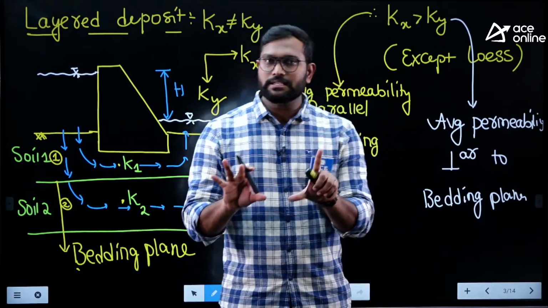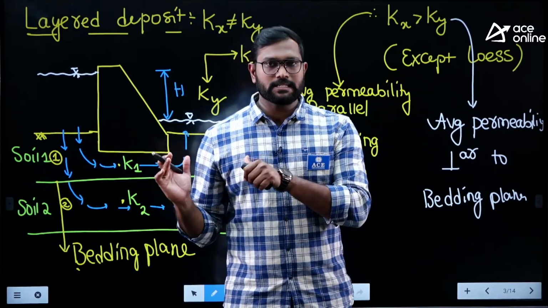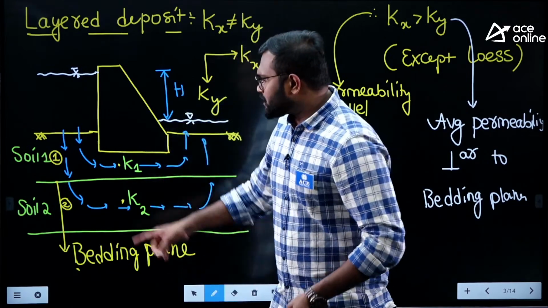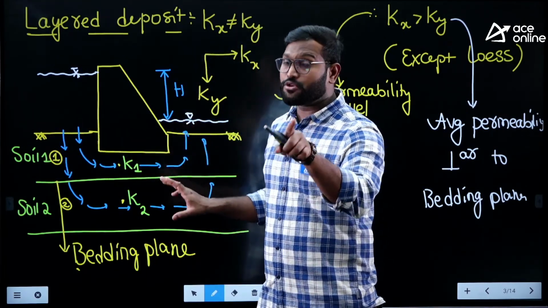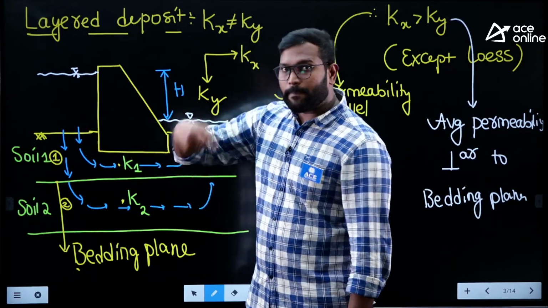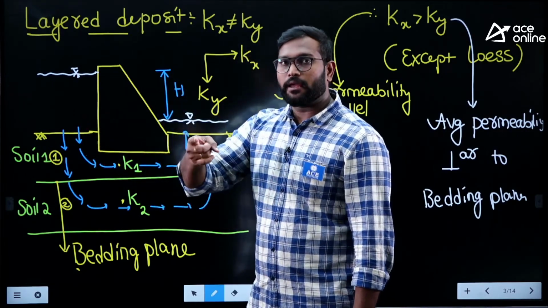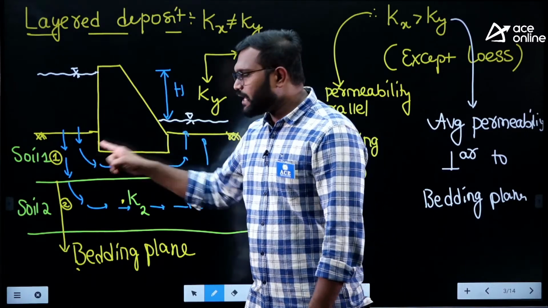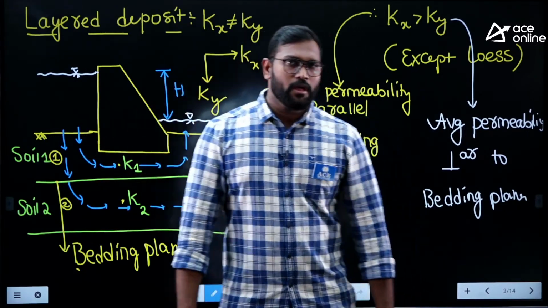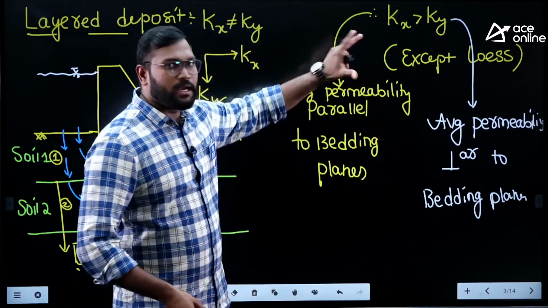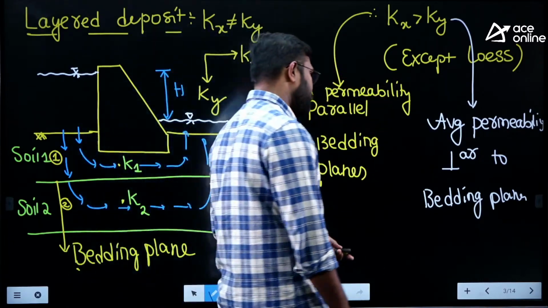Why did I explain Darcy's law? I told you that for analysis, each and every layer is assumed as homogeneous. When I assume each layer is independently homogeneous, I can apply Darcy's law to each layer independently. Okay? So now let's see what happens when the flow is perpendicular to the bedding planes.